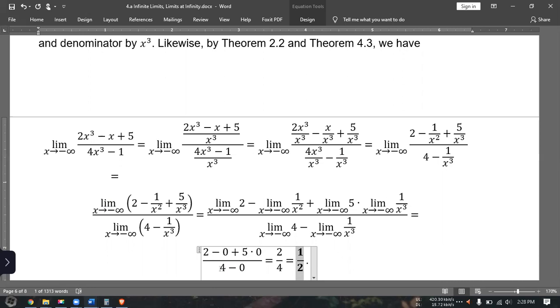Lastly, let me show you the graph. Then before we proceed to our next part, break muna.